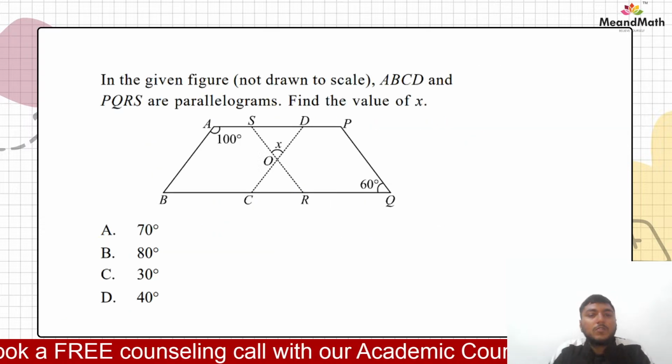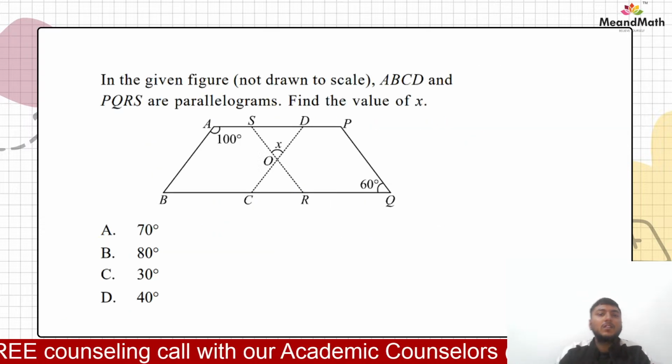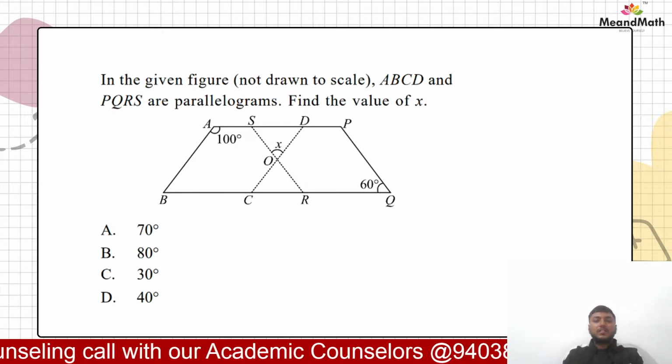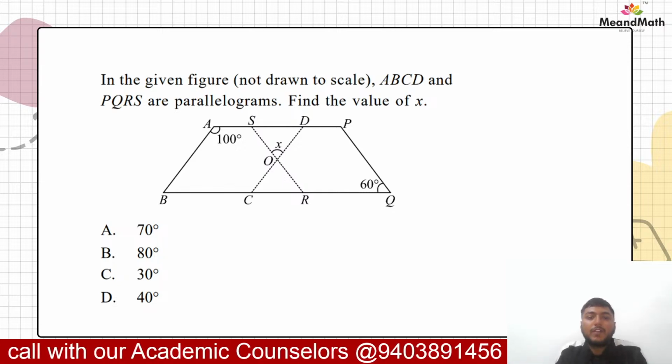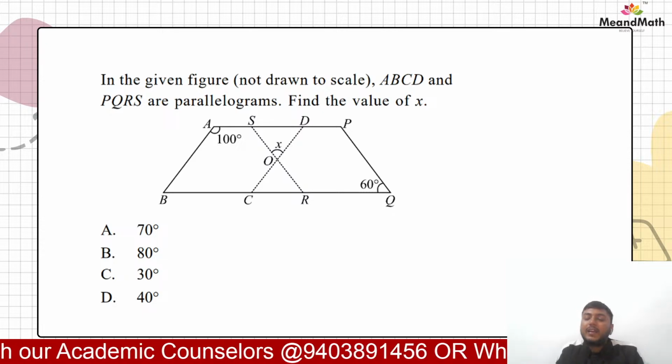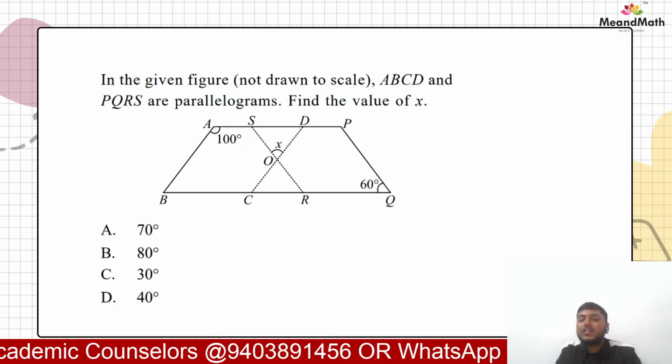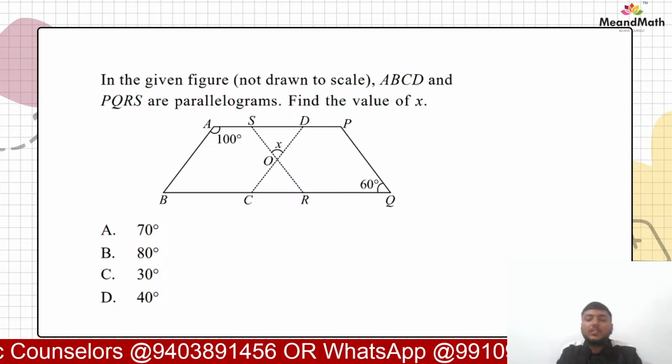Okay, so now moving on to the next question. PQRS and ABCD are two parallelograms. We have to find the value of x. Again, one of the easiest questions on the properties of parallelograms.